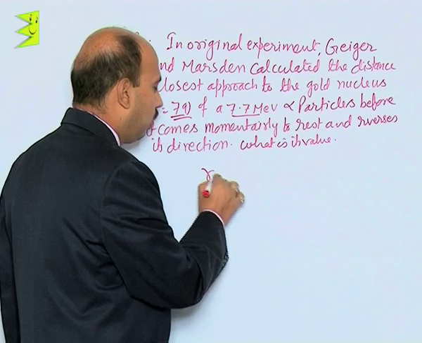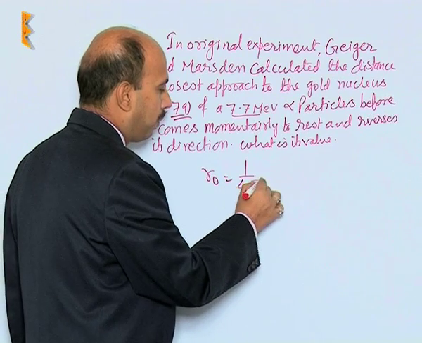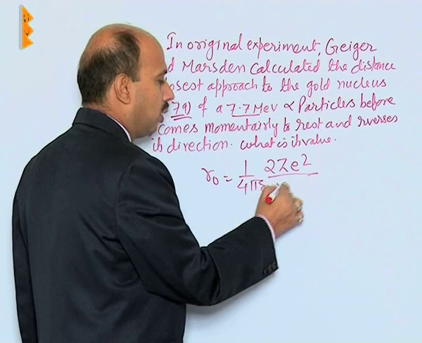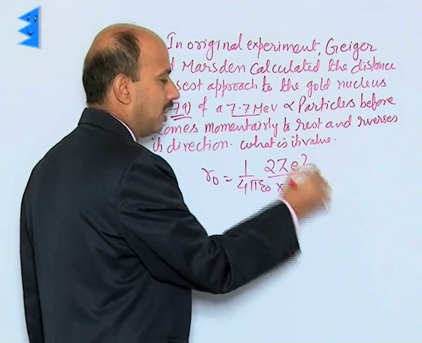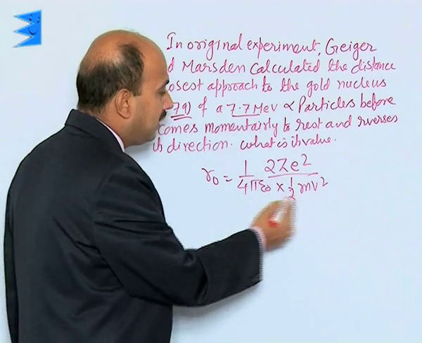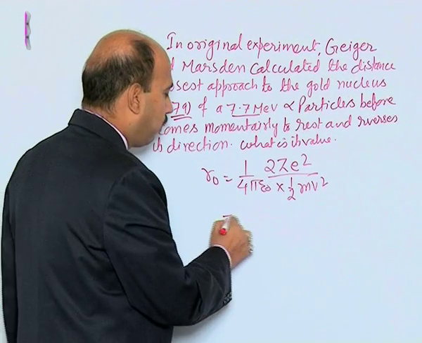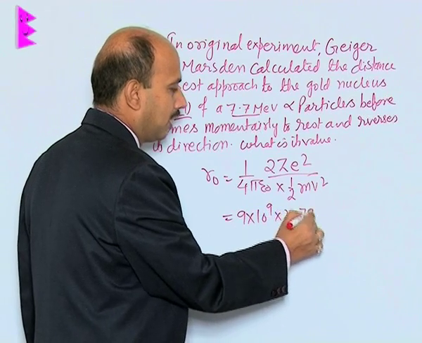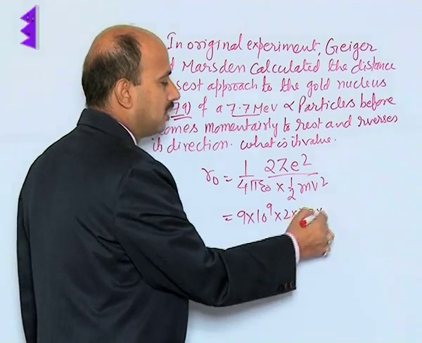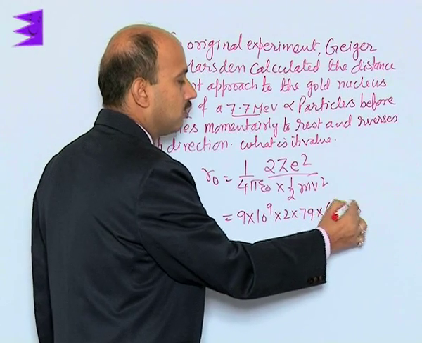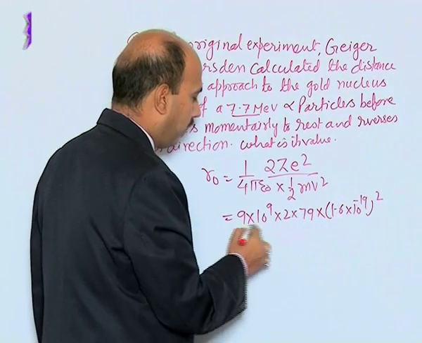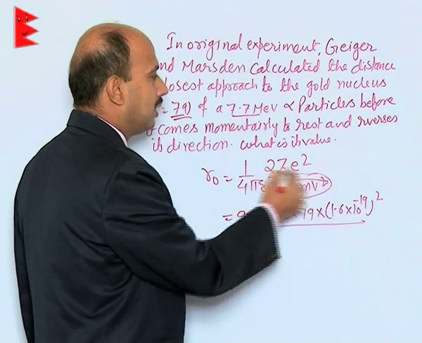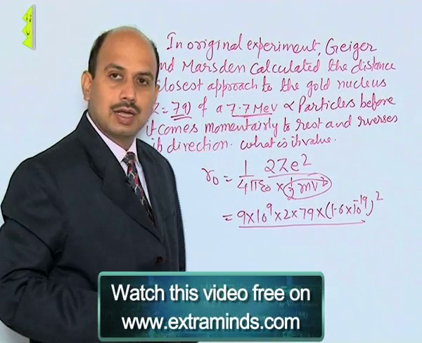We know R naught is equal to 1 upon 4 pi epsilon naught, twice of Z E square, upon half mv square, that is kinetic energy. Everything is given to us here. 1 upon 4 pi epsilon naught is 9 into 10 raised to power 9, into 2 into 79 into E, that is the charge, 1.6 into 10 raised to power minus 19, square, divided by, here the whole kinetic energy is given to us, 7.7 mega electron volt.